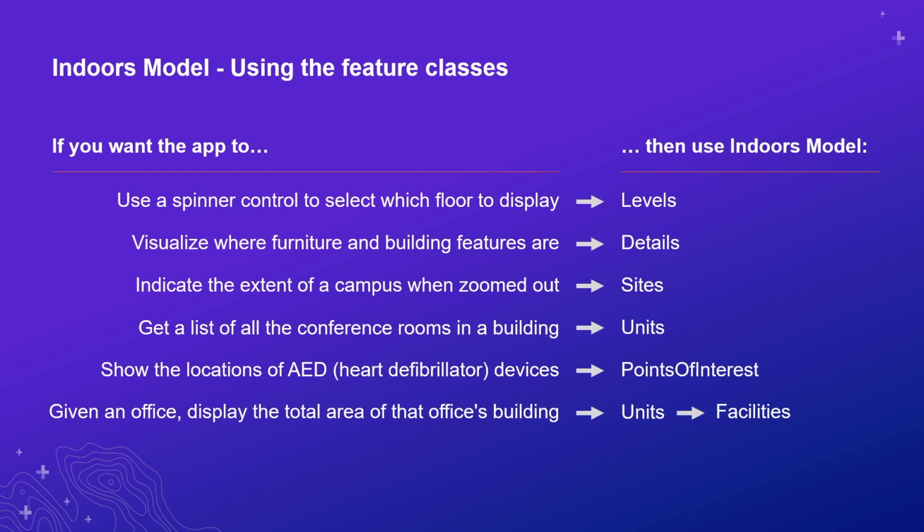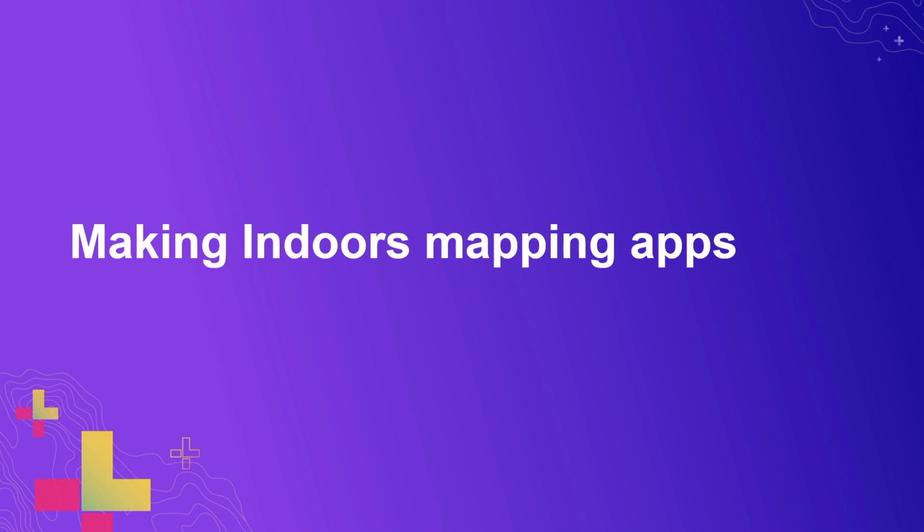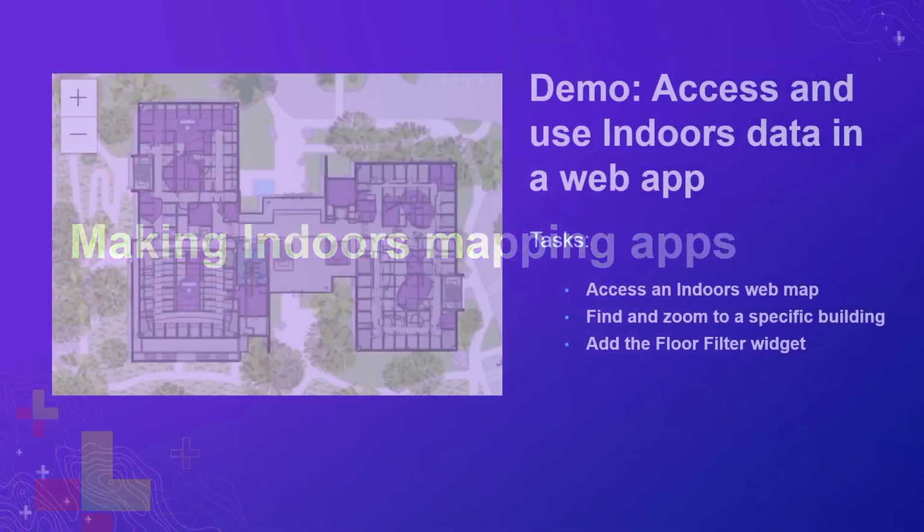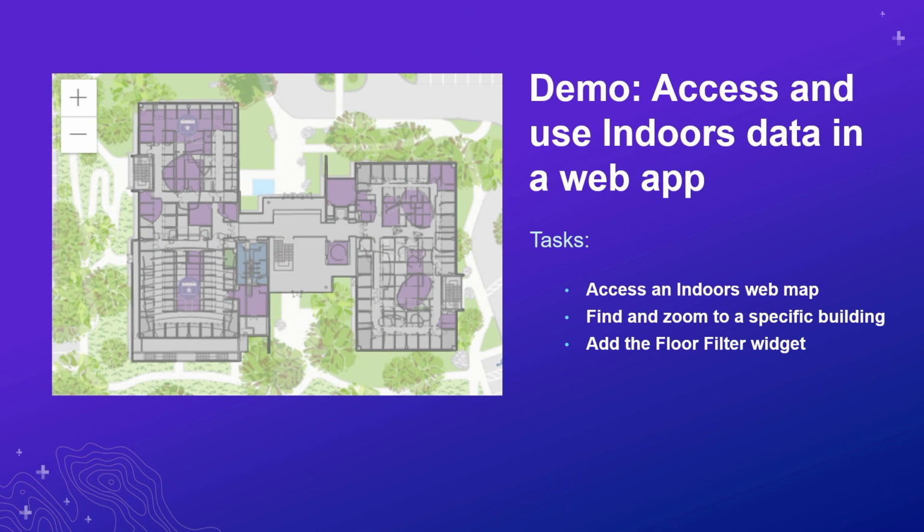Okay, it's time to take a look at some code and see how to make use of what we've learned about the Indoors model. The first app we're going to look at is a web app. Starting with one of the ArcGIS API for JavaScript samples, we're going to access an existing Indoors web map, then use our knowledge of the Indoors model to find and zoom to a specific building. After that's working, we'll take a look at an open source widget designed to work with Indoors maps.